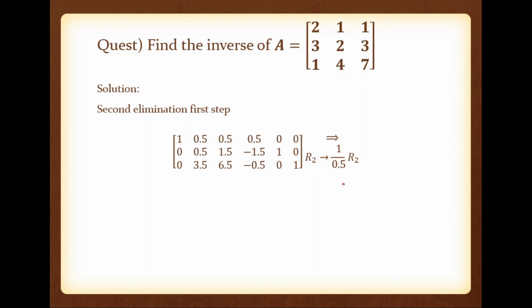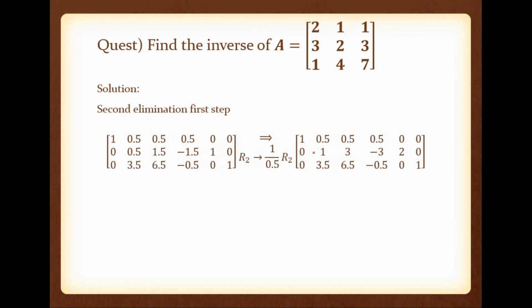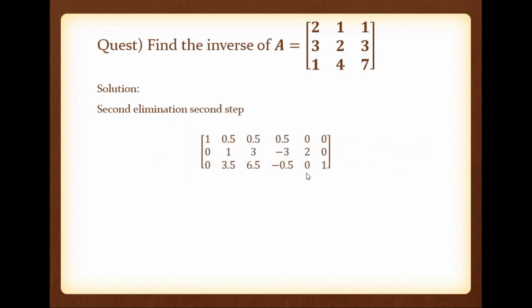Okay. So this is actually 1 by 0.5 into R2, which is nothing but 2 into R2. Means this row is doubled. So 0, 1, 3, minus 3, 2, 0. So the second row is 0, 1, 3, minus 3, 2, 0. The first row and third row are not modified. Okay. Now what is the second step of second elimination?